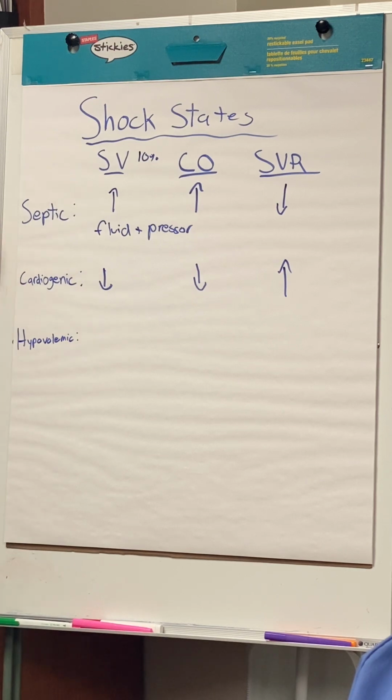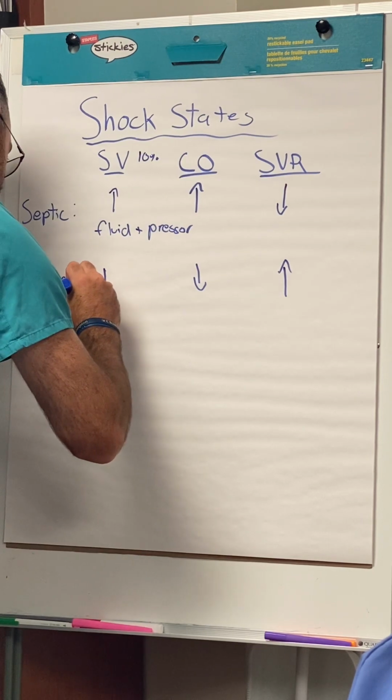What do cardiogenic shock patients need to get better? What do you expect to see? You got to fix the pump. Inotrope, right, exactly, inotrope. Or send them to the cath lab.